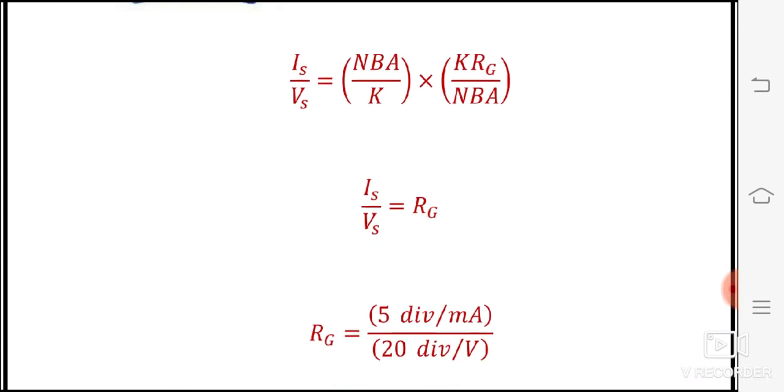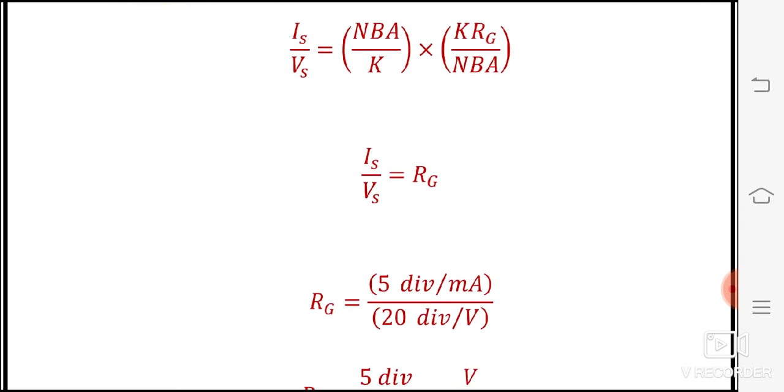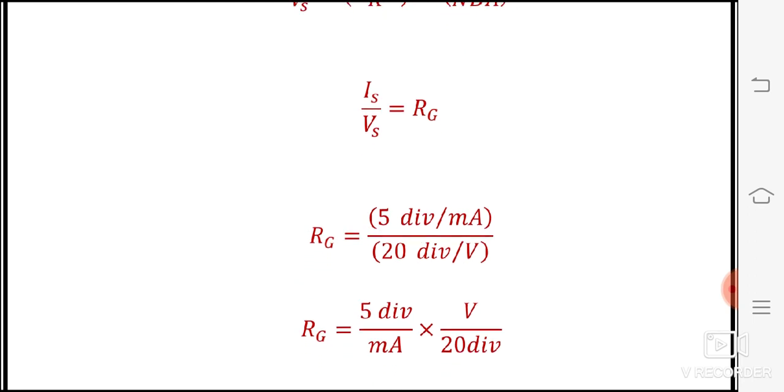Is by Vs is equal to Rg. From this, Rg is equal to the value of Is, 5 division per milliampere, divided by the value of Vs, 20 division per volt. So Rg is equal to 5 divisions per milliampere divided by 20 divisions per volt.